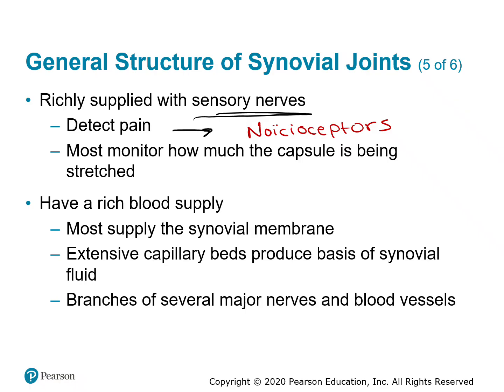They also have a very rich blood supply. Most of them are going to supply the synovial membrane. That makes sense because synovial fluid is a blood filtrate, so there has to be quite a bit of blood around it to start making that synovial fluid. Lots of capillary beds, lots of major nerves and blood vessels hanging out in those synovial joints. Cool?